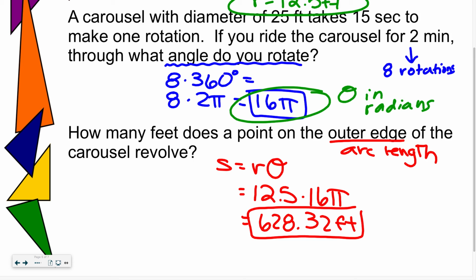Okay, now let me just say here that there's more than one way to do that problem. Of course, I walked you through arc length and area of a sector because those are the two formulas that I know. But if I had asked that question without the angle of rotation, couldn't you have just figured the circumference of your carousel? 2 pi r. 2 pi times 12.5, 25 pi.